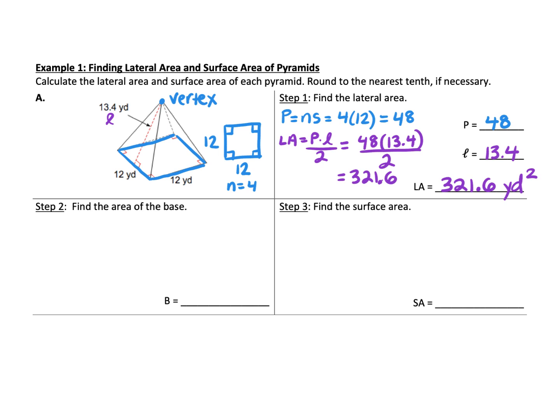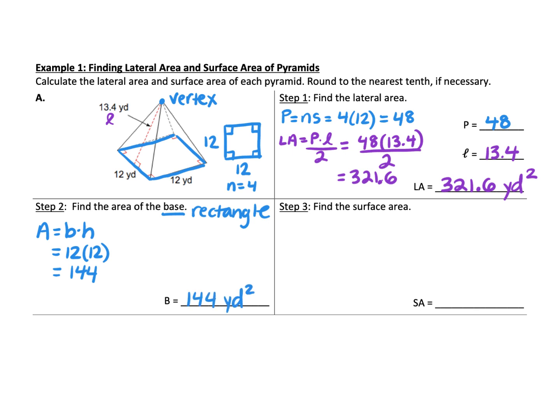Now that we have the lateral area, we just need to find the area of the base. And in this case, the base is a rectangle. So we know the formula for the area of a rectangle is base times height. Here, the base and height are both 12, and 12 times 12 is 144. So the area of that square base is 144 square yards.